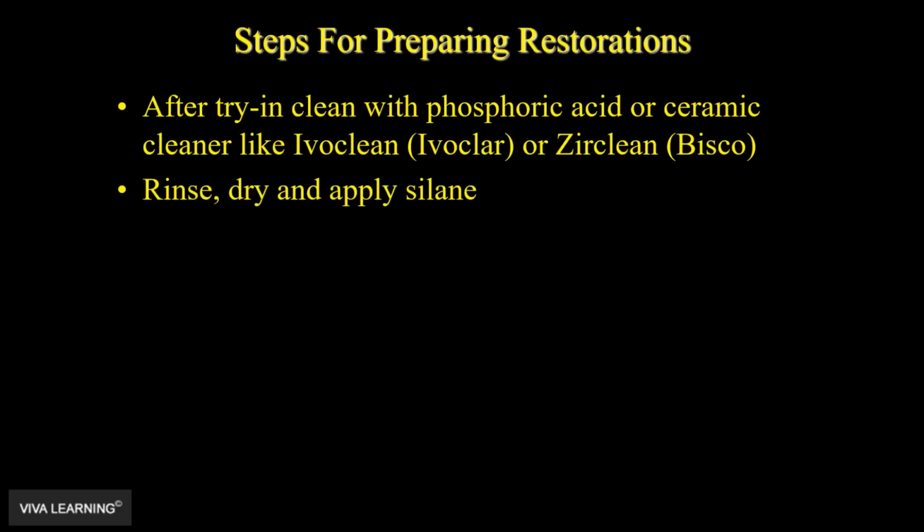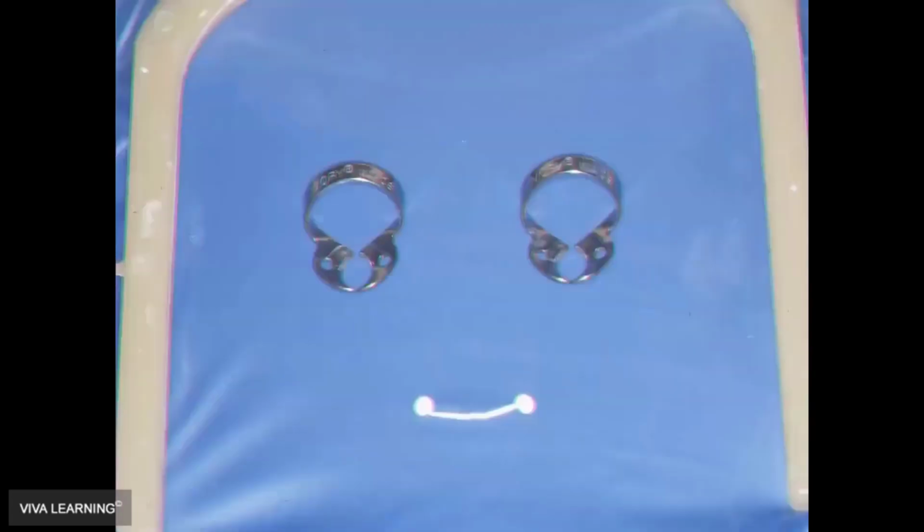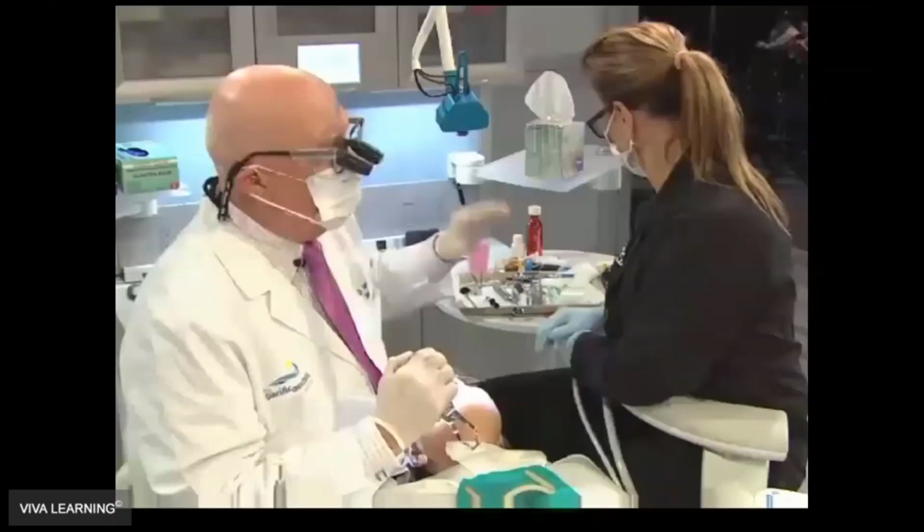Now, glass can be etched, so you're going to apply silane to it because you can etch glass with hydrofluoric acid. So it usually comes from the lab etched. We allow it to sit for 1 minute, we dry, we set it aside by tooth number in place. So here's our rubber dam. We're going to go ahead and place our rubber dam.